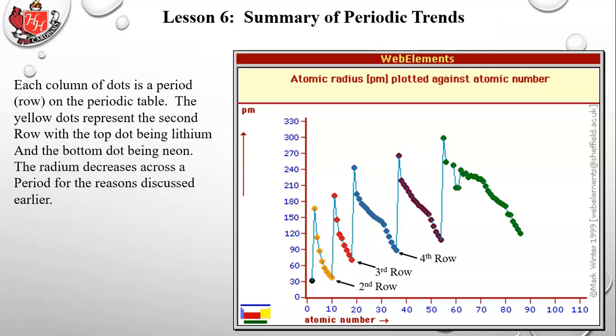Then, as you add an orbital and you go over to the red dots, you're adding an orbital to the third row, so that's a third orbital. So all of a sudden the radius gets much bigger again. And that would be potassium.